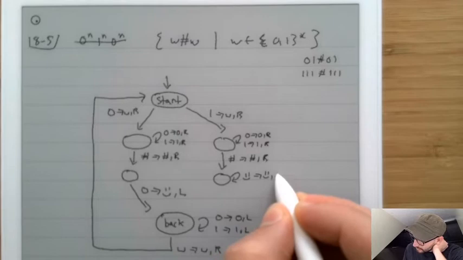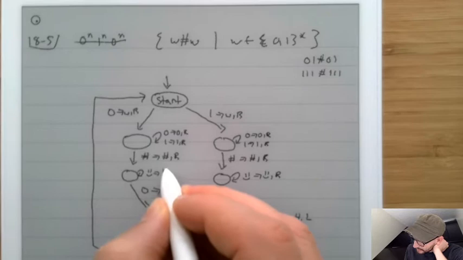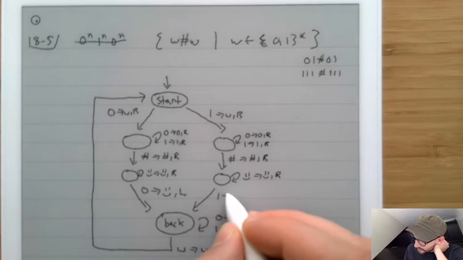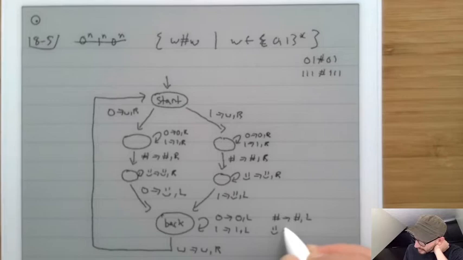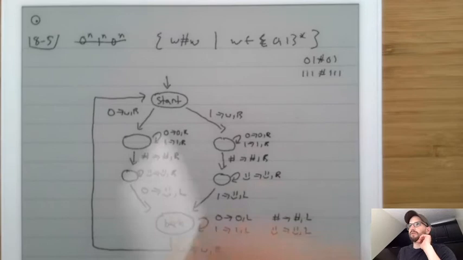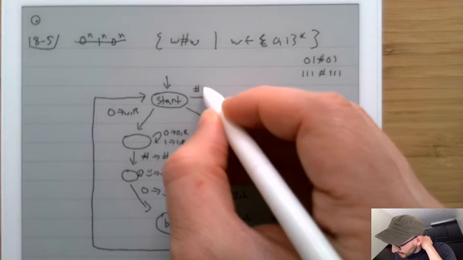We have to have the same rule right here. See a happy face, skip over it, and move to the right. And then if we see a one, then we're going to replace that with a happy face and move left. And so in fact, we also have to say, skip over any happy faces you see and move left. Now if we keep doing this, eventually when we get to the start, we're going to see a hash. And that hash we can erase and move right.